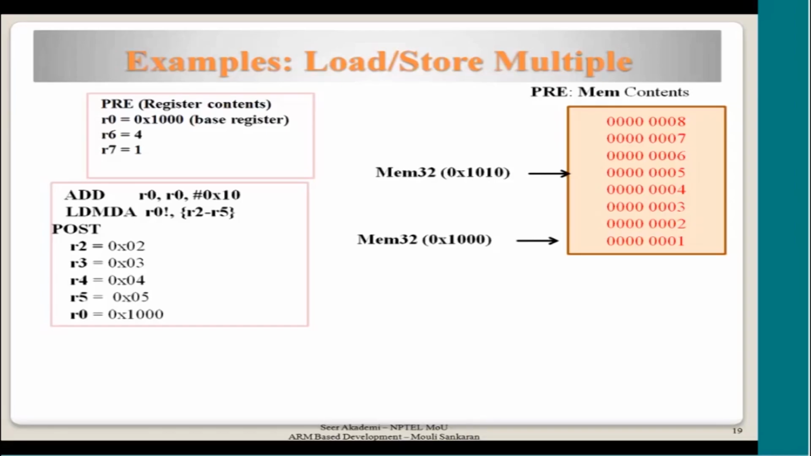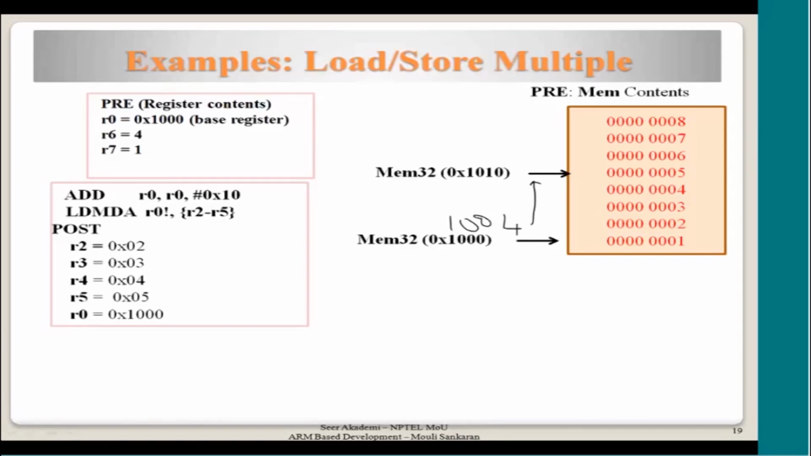And though R0 is pointing at 1010 now, decrement after is given. So you have to start the memory access from 1004. Okay, let me explain this a little bit. Why, you should know by now.